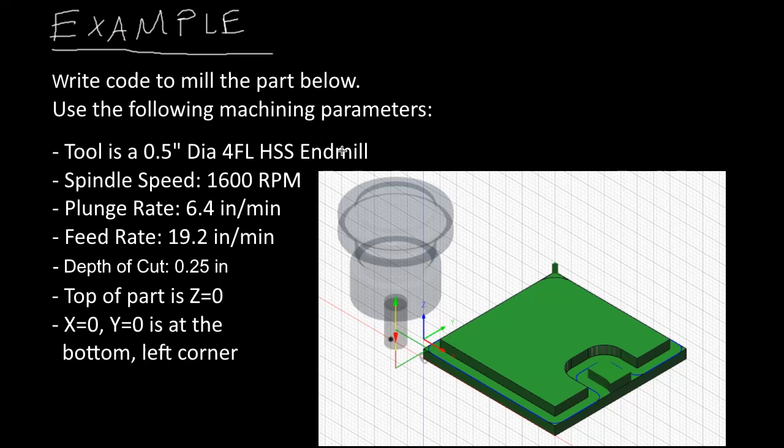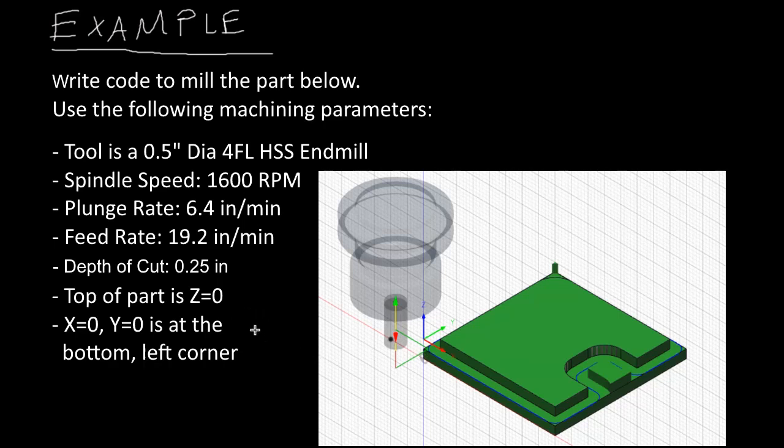So the tool is a 1/2-inch diameter 4-flute high-speed steel end mill. The spindle speed is 1600 RPM. The plunge rate is 6.4 inches per minute. The feed rate is 19.2 inches per minute. The depth of cut is 0.25 inches. The top of the part is at the 0 plane.